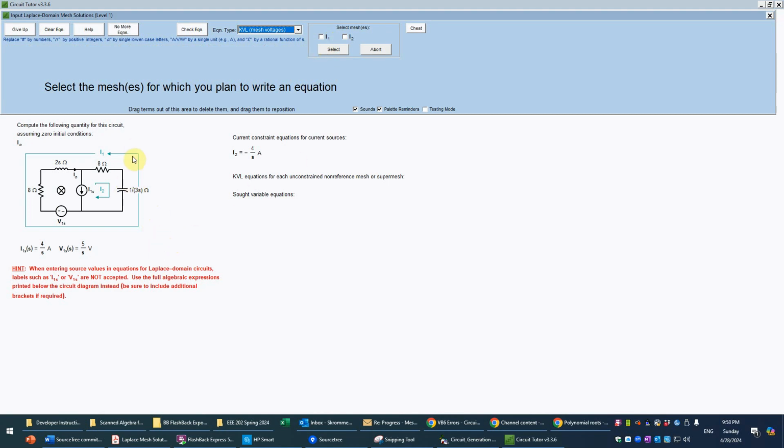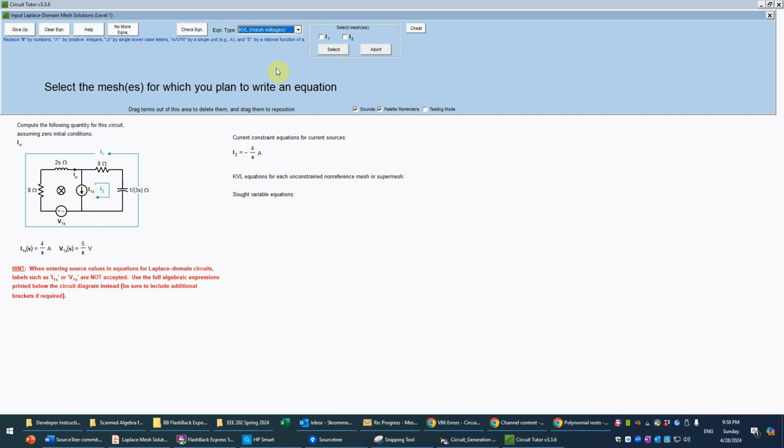If we look at it, mesh 2 does not, that current does not go through any voltage sources. So that one, I1, is okay to write for mesh 1. I2, on the other hand, goes through a current source whose voltage we do not know. That's whatever it needs to be, basically. And therefore, we cannot write a KVL equation for mesh 2. But we won't need to either, because we already have a constraint equation for that current.